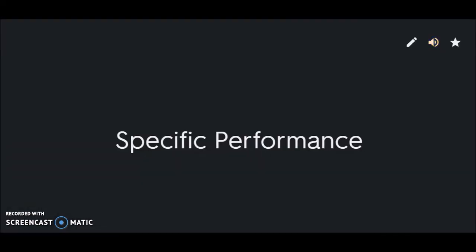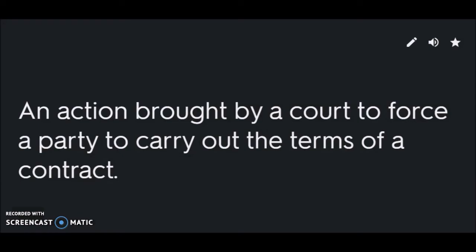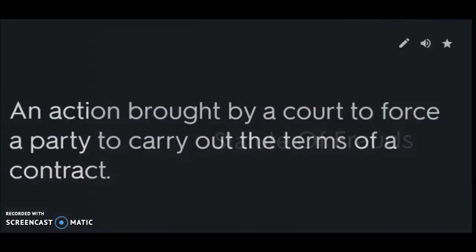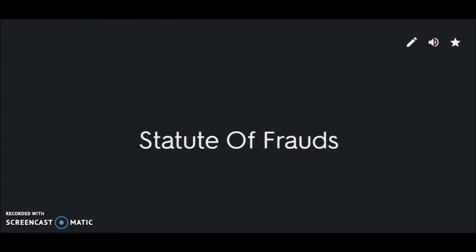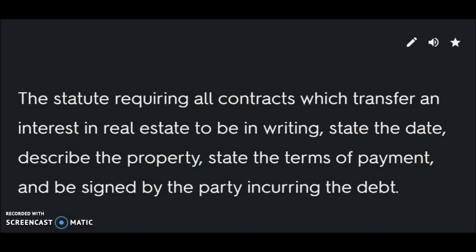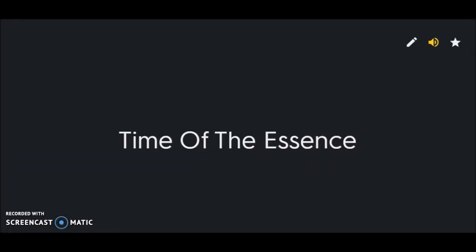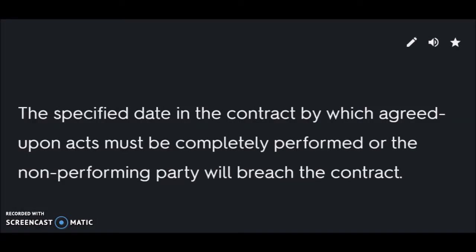Specific performance. An action brought by a court to force a party to carry out the terms of a contract. Statute of frauds. The statute requiring all contracts which transfer an interest in real estate to be in writing, state the date, describe the property, state the terms of payment, and be signed by the party incurring the debt. Time of the essence. A specified date in the contract by which agreed upon acts must be completely performed or the non-performing party will breach the contract.